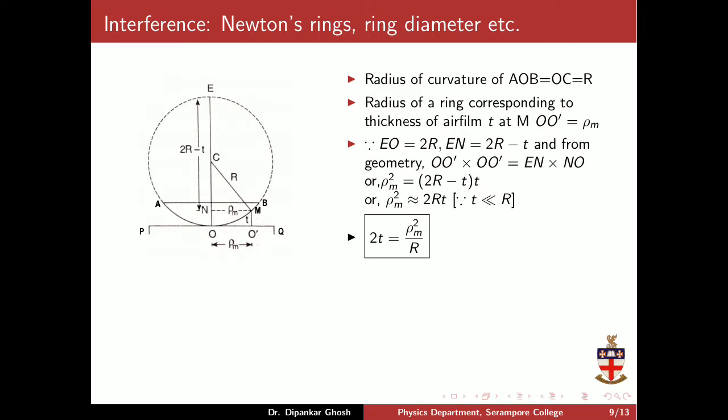Because you know, if we had a case of normal incidence and the film had a thickness t, the path difference is 2 mu t. Since in this case the material of the film is air, its refractive index mu is 1, so the path difference becomes twice t. So that's why we are trying to find the value of 2t. It is 2t is rho m square by R.